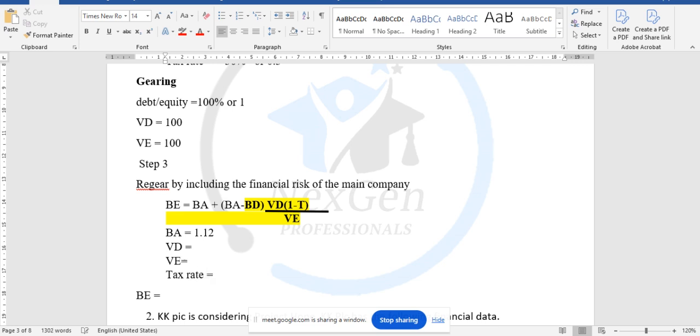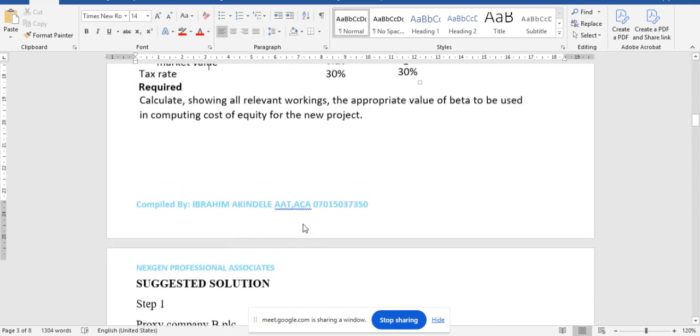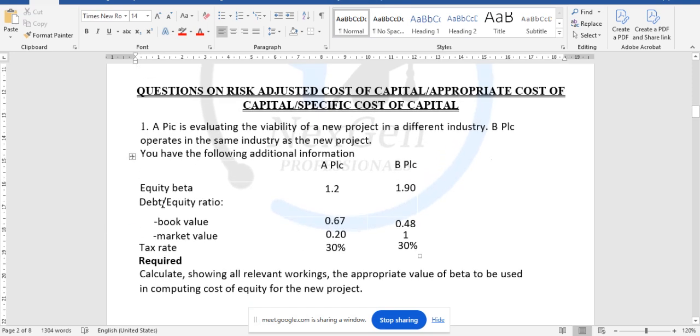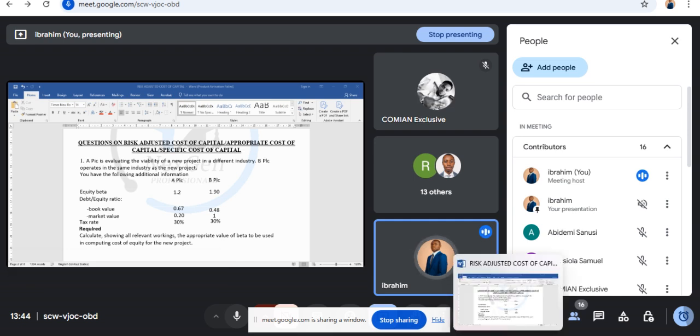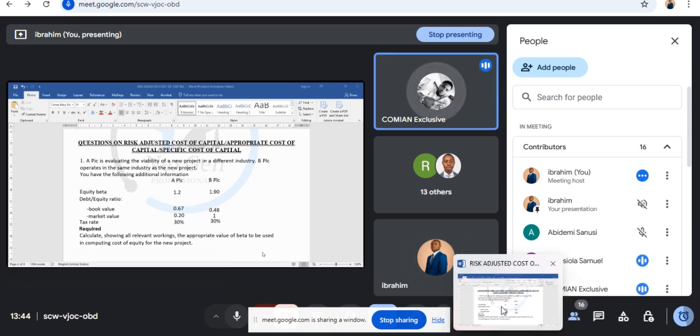So what is the level of gearing? We quickly go back to the question, where we have gearing, debt to equity. What is the debt to equity ratio of the main company? You can see it. Class, can you see it? Are we still there? Hello? Yes, sir, we are with you, sir.